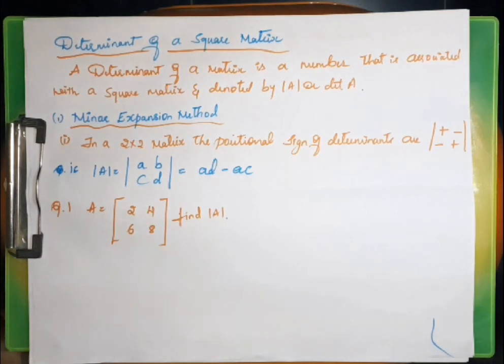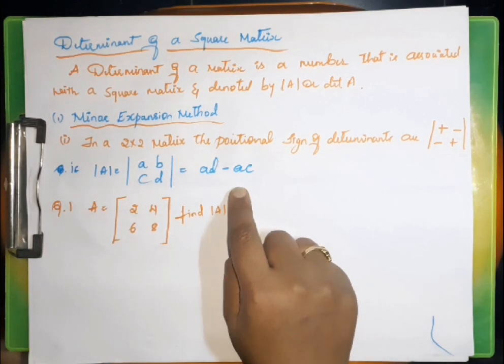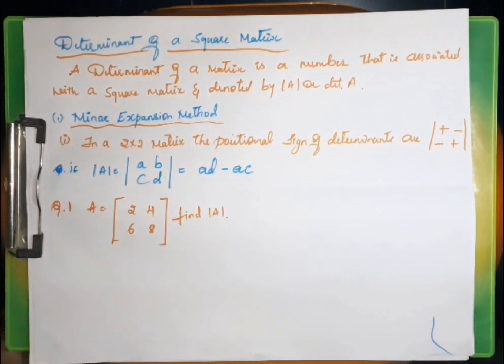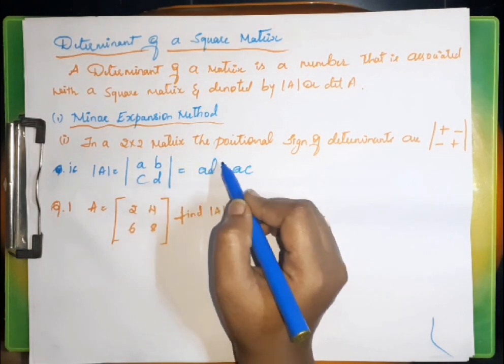Here we have two different methods of solving determinants of square matrices, and in this video I am explaining both methods. The first method is the minor expansion method. I am explaining the minor expansion method with order 2 into 2 as well as 3 into 3 matrices. First, I am taking 2 into 2 matrices.